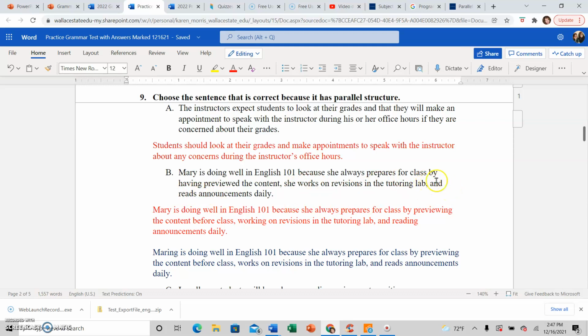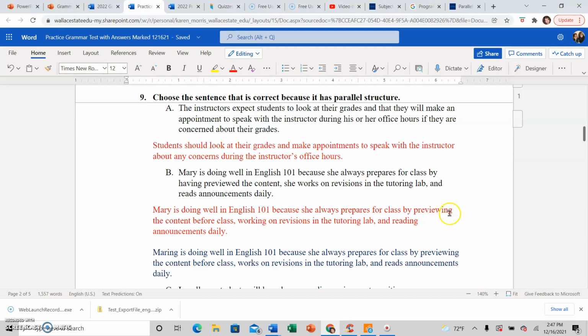But we have 3 actions in a series separated by commas, and it just doesn't work the way it's written here. So to create parallel structure, which will make the ideas more clear, we want to do something like one of the following 2 sentences. Mary is doing well in English 101 because she always prepares for class by previewing the content before class.